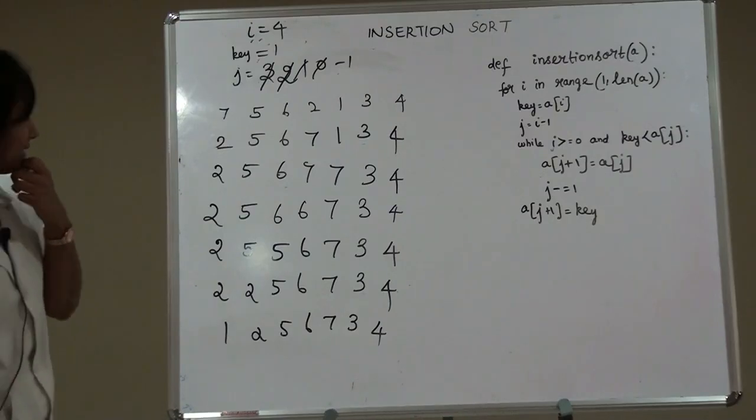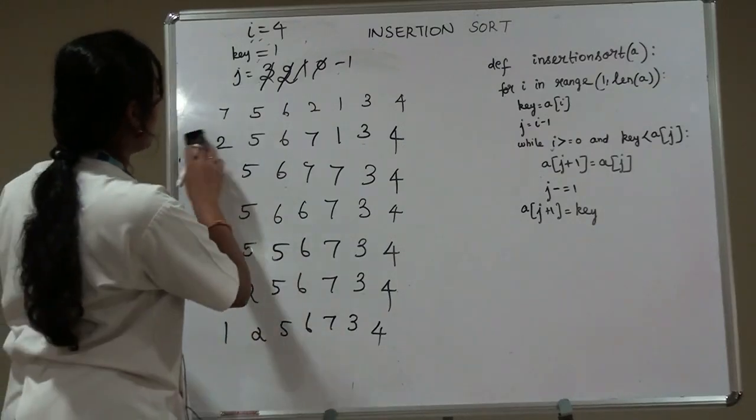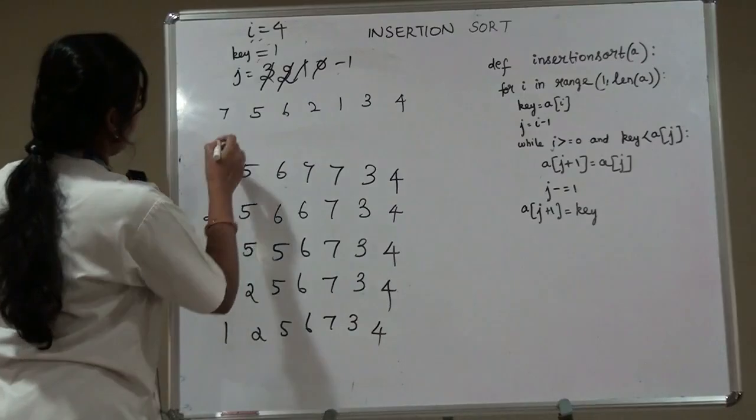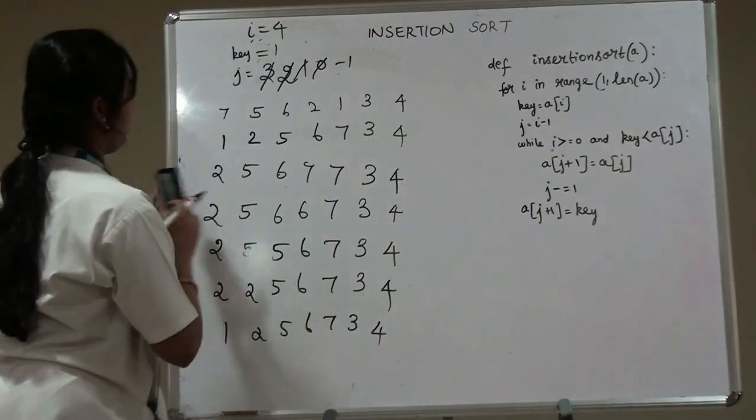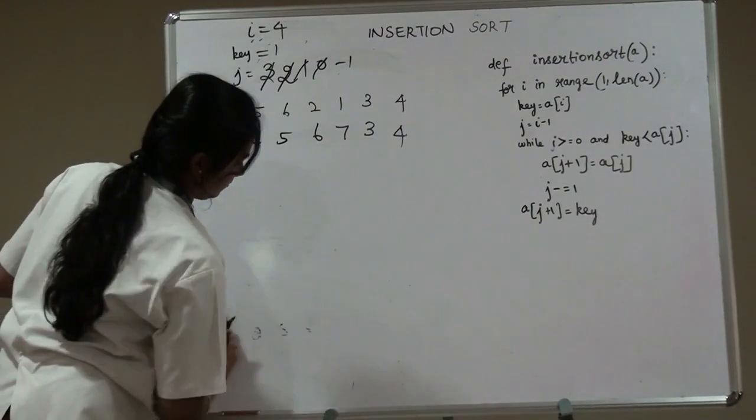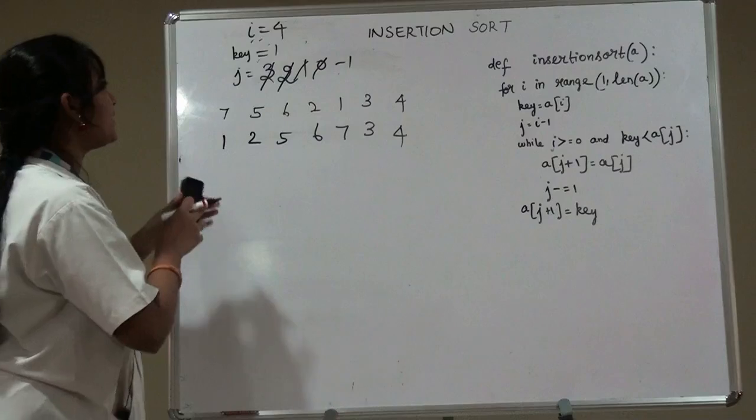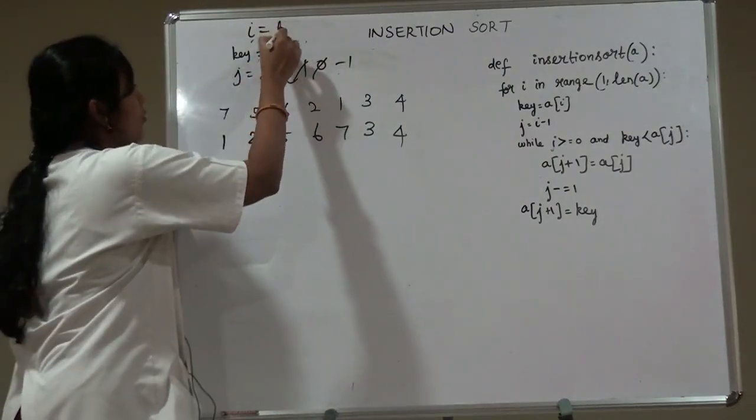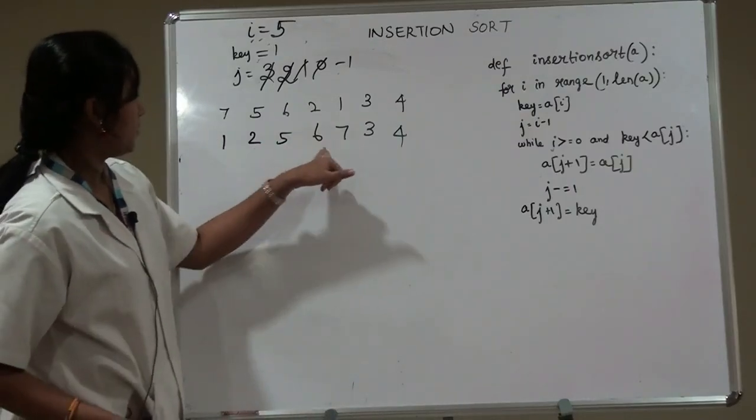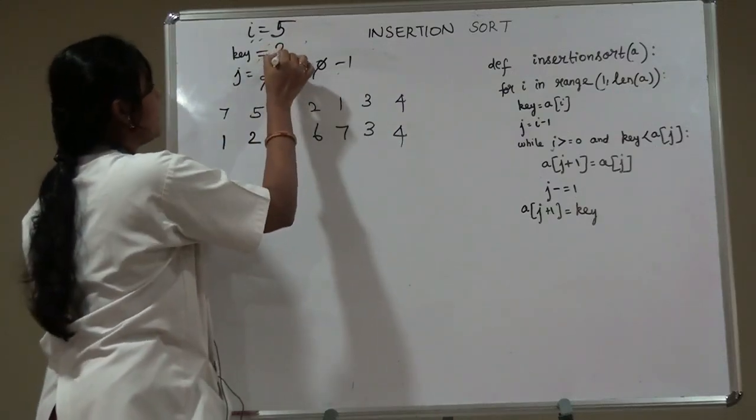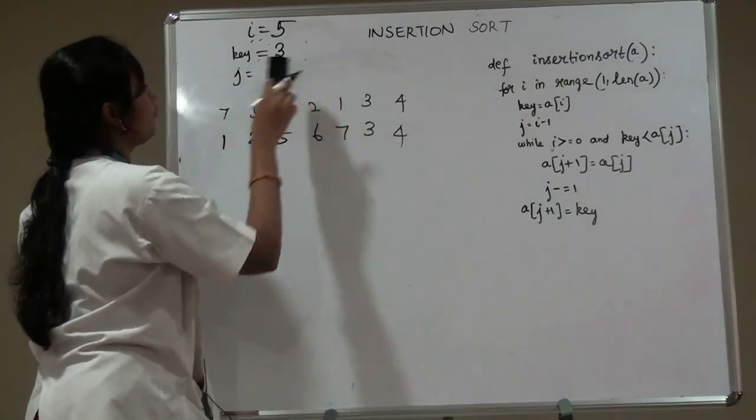Now we will go for the 6th iteration. So my result is 1, 2, 5, 6, 7, 3, 4. I will write this here. 1, 2, 5, 6, 7, 3, 4. Now again we will start the next main iteration. What happens? My value of I becomes 5 now. What is my key now? A of 5, which is 3. Okay. A of 5 is 3. What is my j now? I minus 1. Since I is 5, my j will become 4.